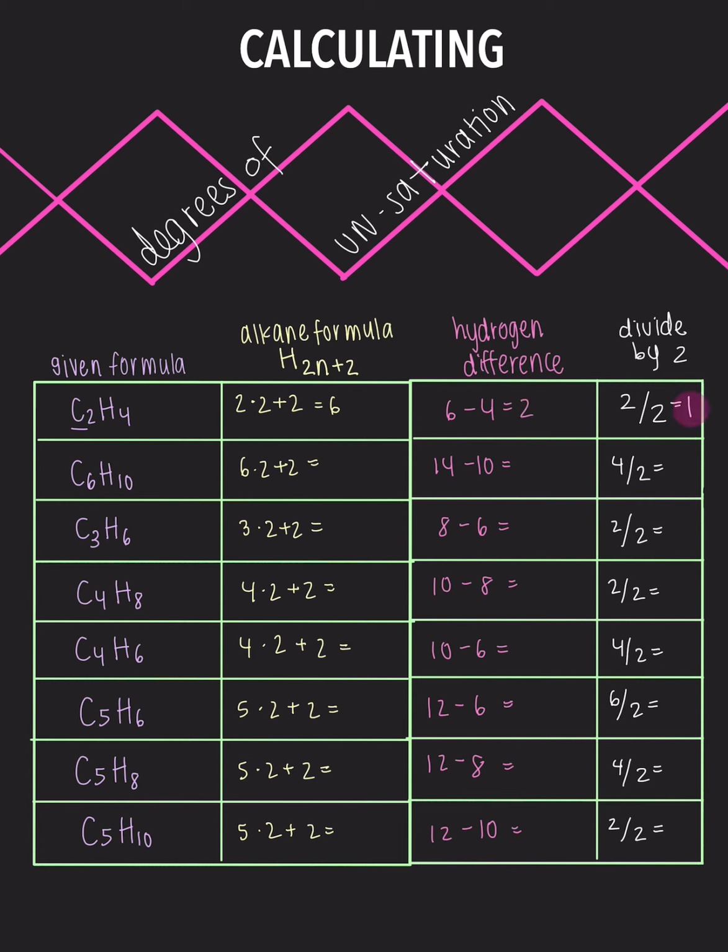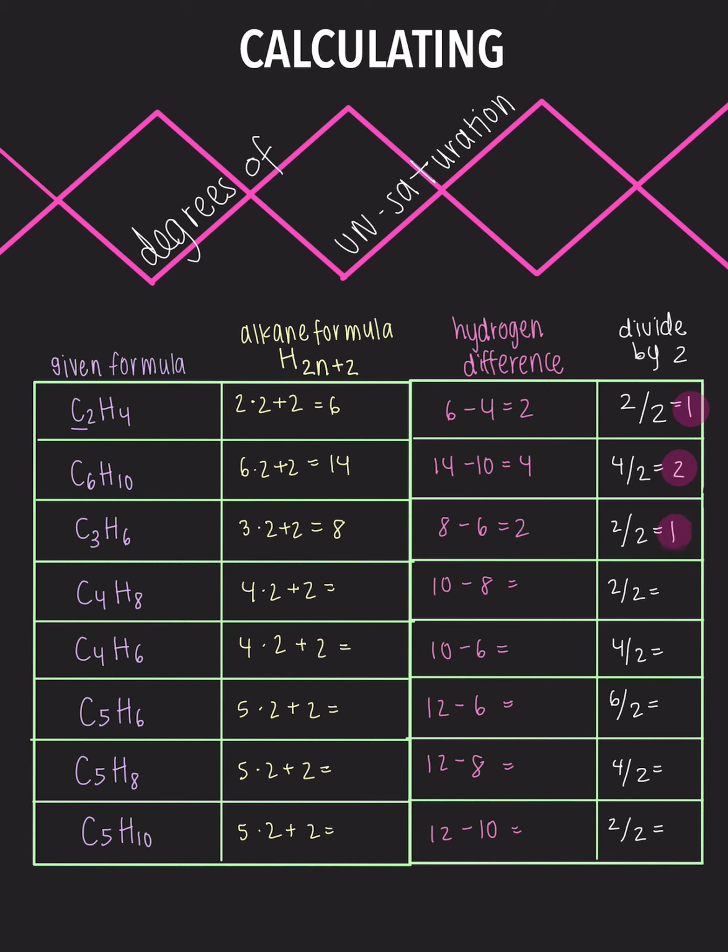Again, in the next example I have 6 carbons, so C6H10. Now I'm going to put 6 into my formula. So 6 times 2 is 12, plus 2 is 14. 14 minus 10, the 10 from my given formula, is going to be 4. 4 divided by 2 is 2. Then 3 times 2 plus 2 is 8. Again, on the next one, 8 minus 6 is 2. Divided by 2 is 1.